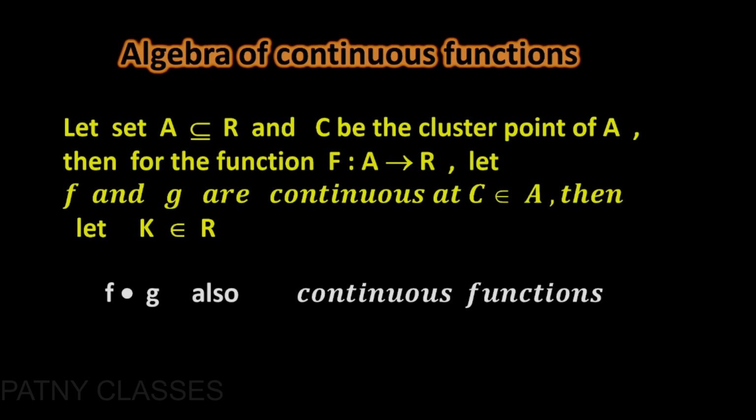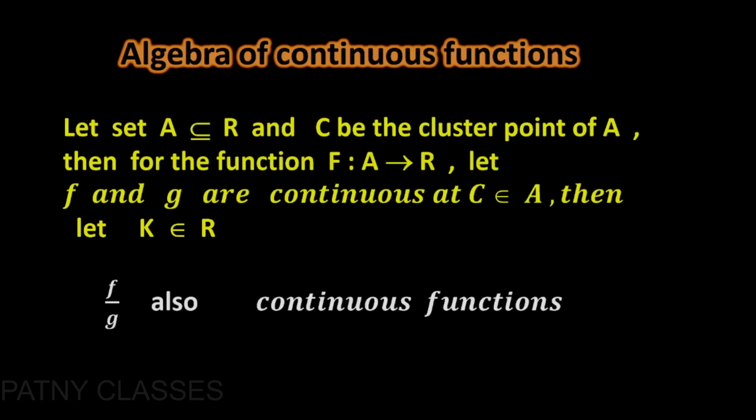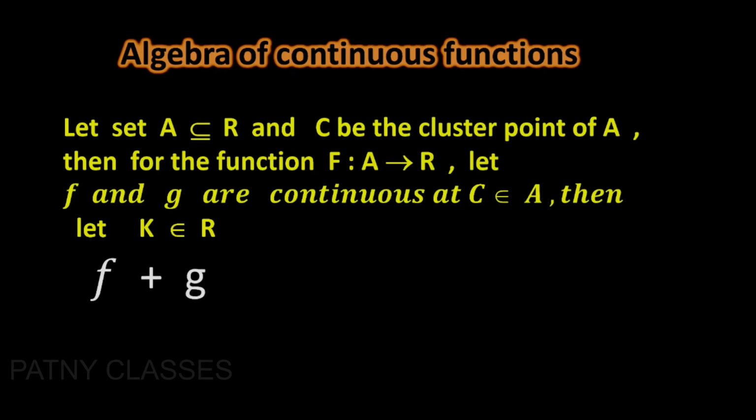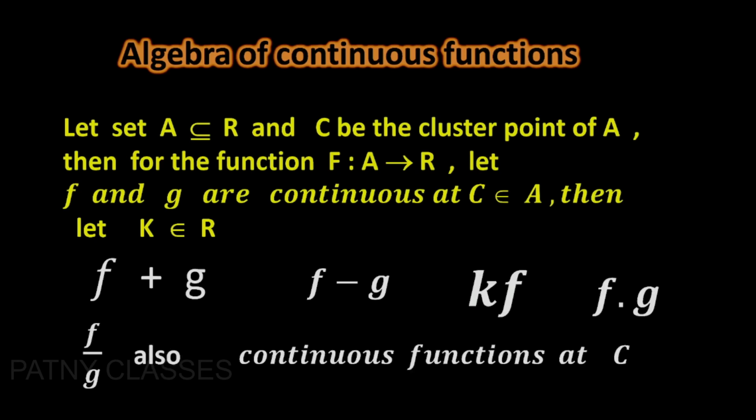The product of functions f and g is also a continuous function. The division of f and g is also a continuous function. That means f divided by g is a continuous function if f and g are continuous. From above, it is clear that f plus g, f minus g, k times f, f times g and f upon g are all continuous functions at C. C is the cluster point of the given set A.